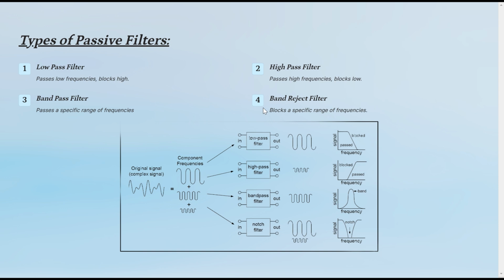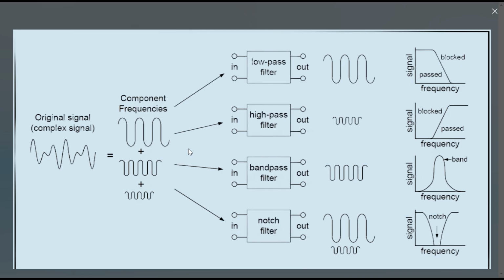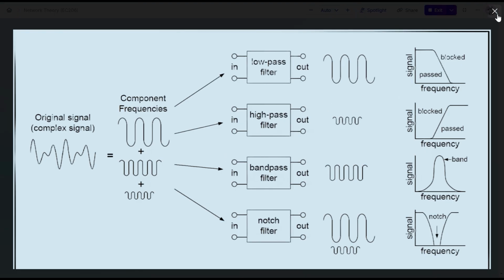Passive filters are further classified into four types based on their functionality. First one is a low pass filter, which passes low frequency and blocks high. Second one is a high pass filter, which passes high frequency and blocks low. Third one is a band pass filter, which passes a specific range of frequencies. And fourth one is a band reject filter, which blocks a specific range of frequencies. And here is a figure showing how it works.